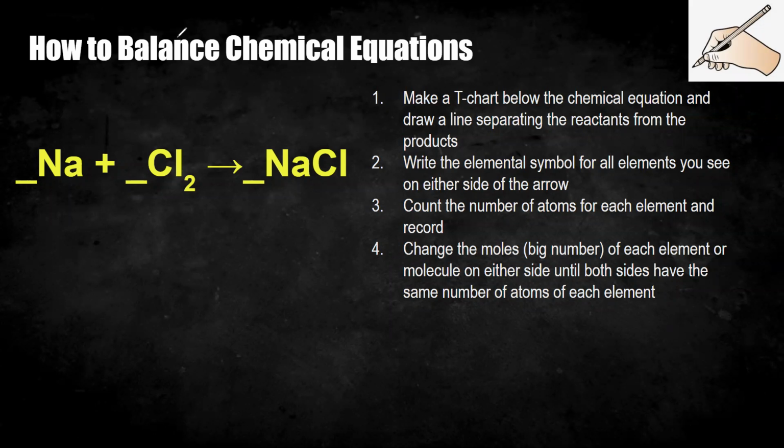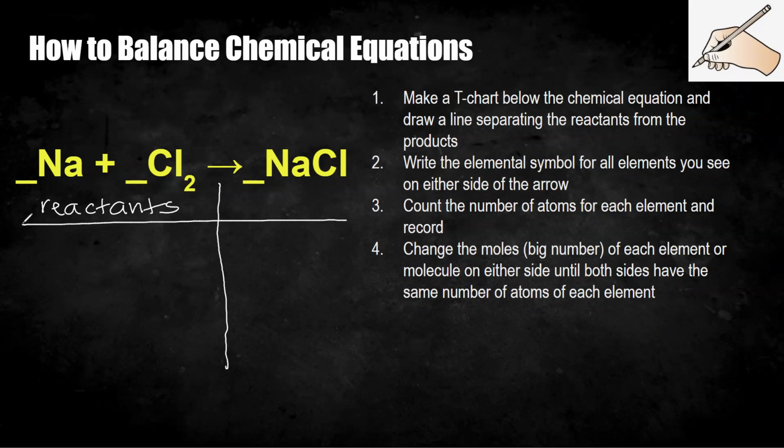Our first step is to make a T-chart below the chemical equation and draw a line separating the reactants from the products. I like to find that arrow in the chemical equation, and I'm going to draw a line to separate our reactants from our products. Our reactants, again, are facing away from the arrow, and our products are always in the direction that the arrow is pointing. So that's step number one.